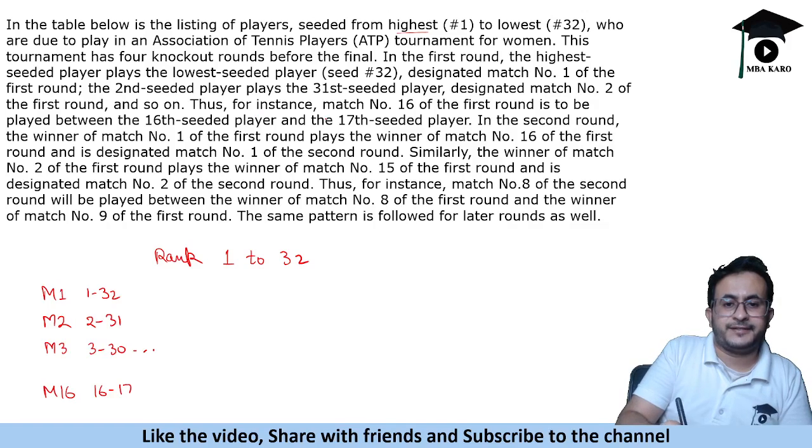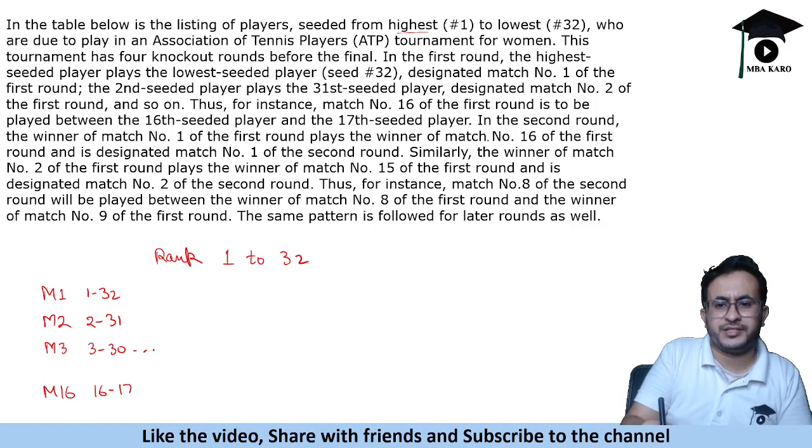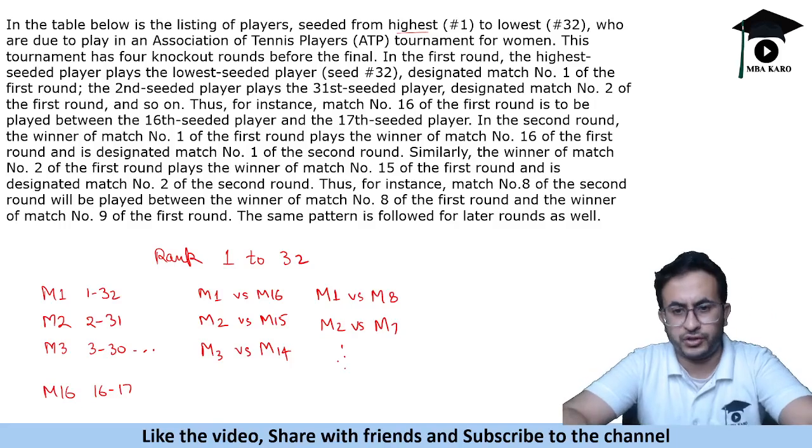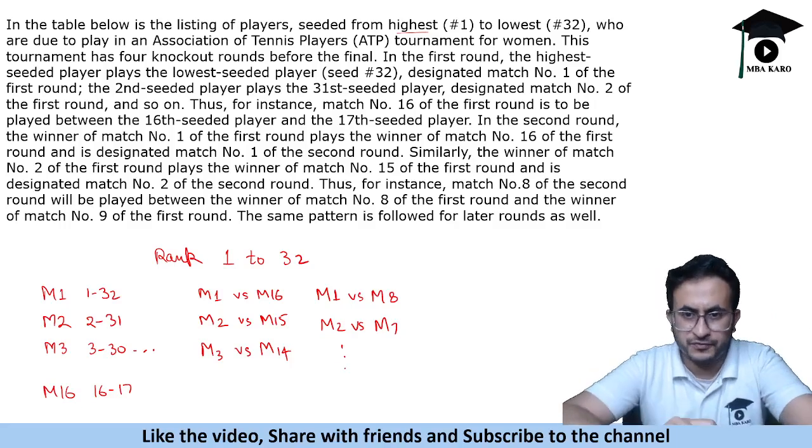And then it says that in the second round, the winner of match number 1 of the first round plays with the winner of match number 16 of the first round. So here we have the winner of M1 versus M16, then M2 versus M15, M3 versus M14, and so on. In the third round, we will have M1 versus M8, M2 versus M7, and so on. So this is how the tournament goes on. The winner of the first match plays with the winner of the last match of the round.